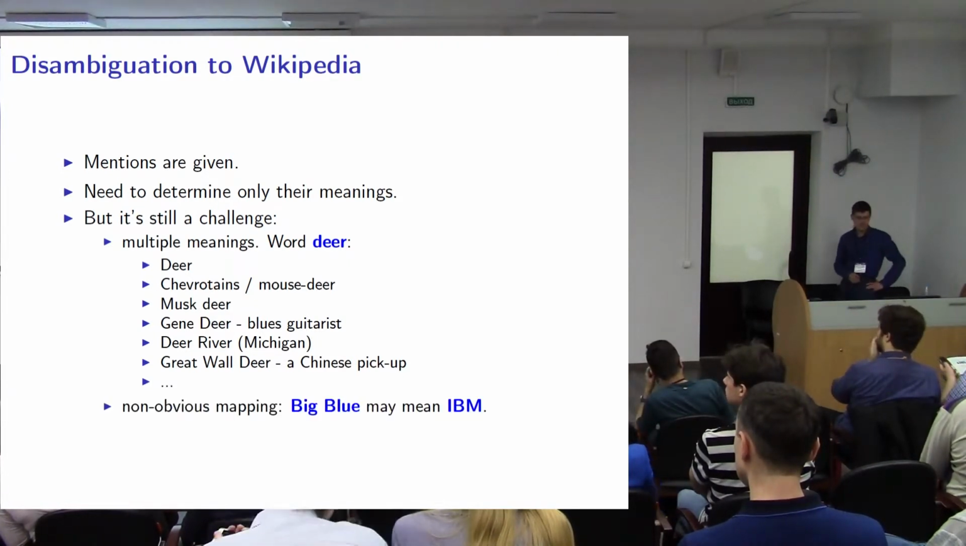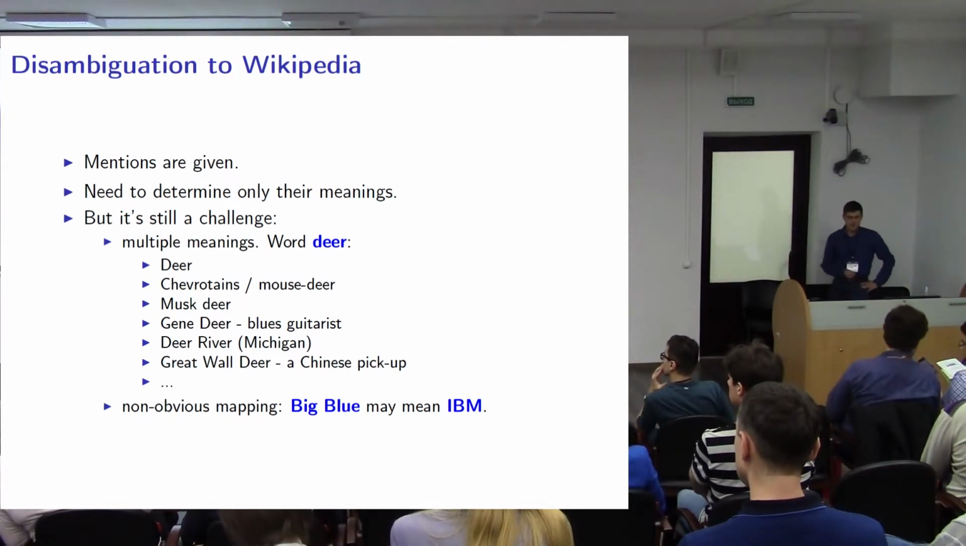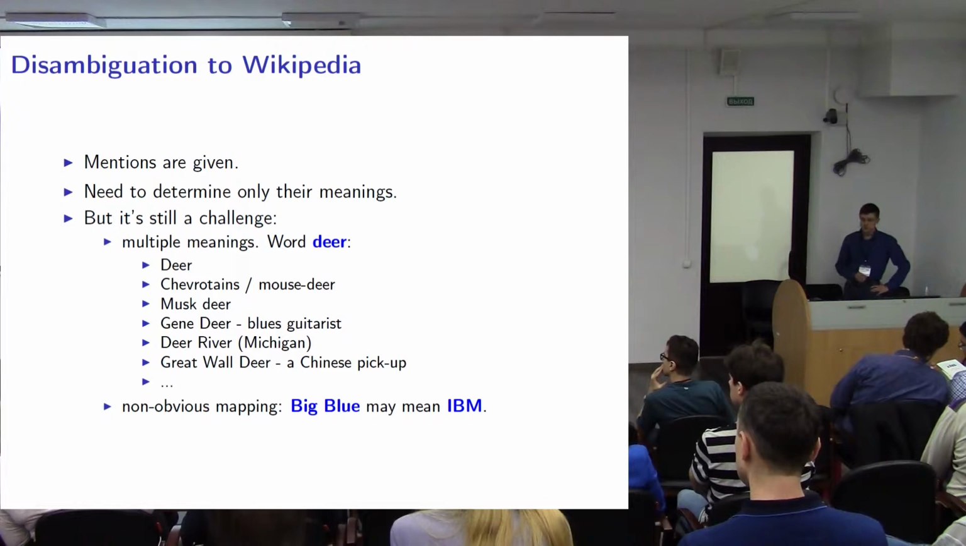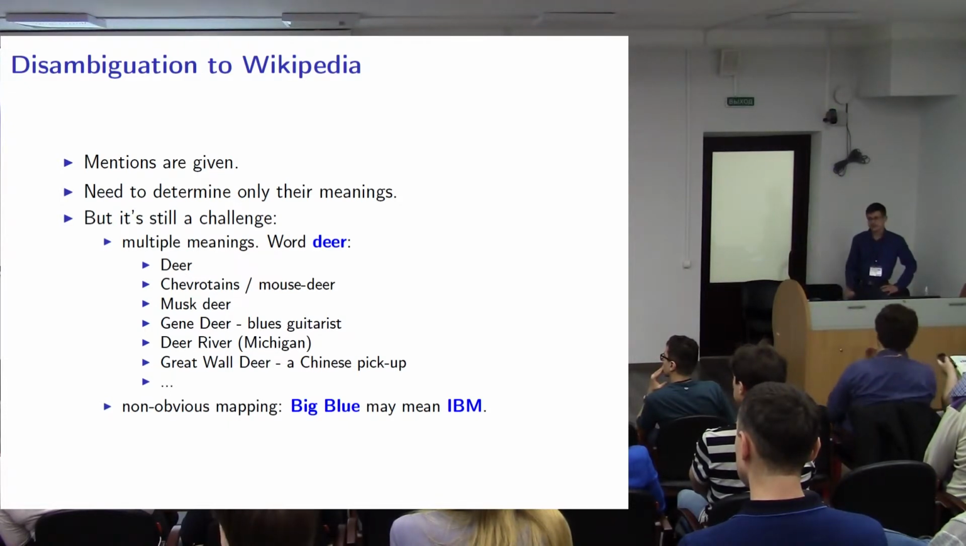And actually, there is another problem with non-obvious mappings. When you see Big Blue, of course, you may think of a whale, but sometimes it's IBM Corporation, because it's a nickname of this corporation.